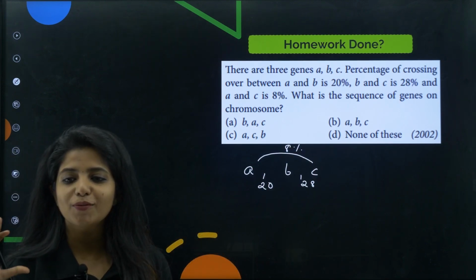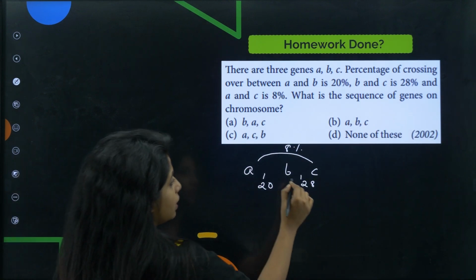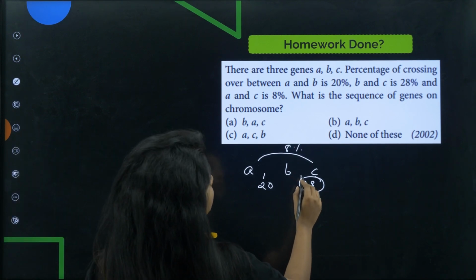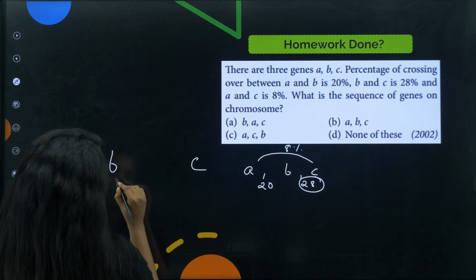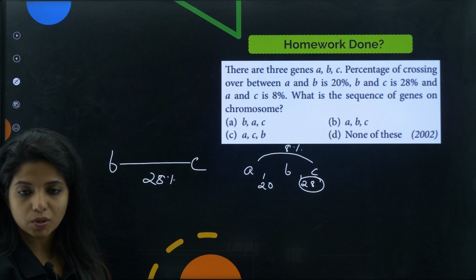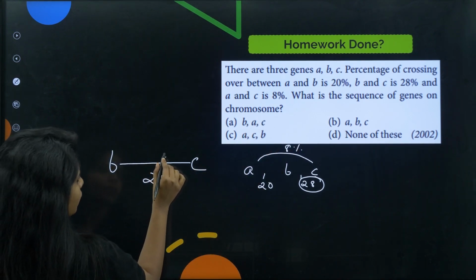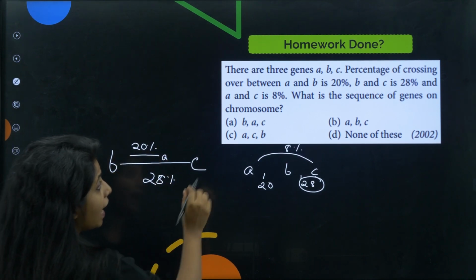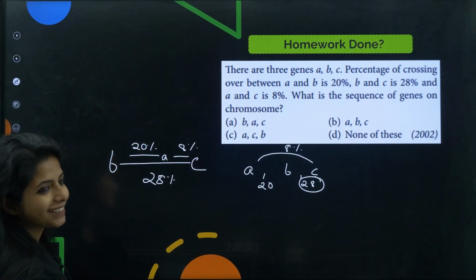So basically you just have to arrange them in order and find the sequence of the genes. Look for the highest value, which is 28, and this is the distance between B and C. So let's put B and C at 28%, the most distant one. Now A and B is 20, so if I put A somewhere here, A and B is 20, and A and C is 8. So 20 plus 8 is 28, you got the answer.